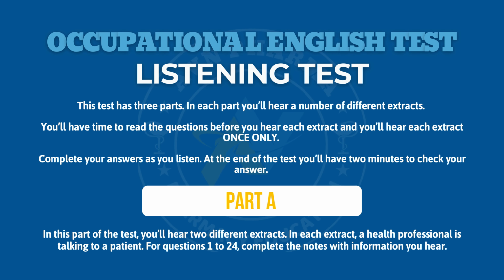Occupational English Test. Listening Test. This test has 3 parts. In each part, you'll hear a number of different extracts. You'll have time to read the questions before you hear each extract, and you'll hear each extract once only. Complete your answers as you listen. At the end of the test, you'll have 2 minutes to check your answers.